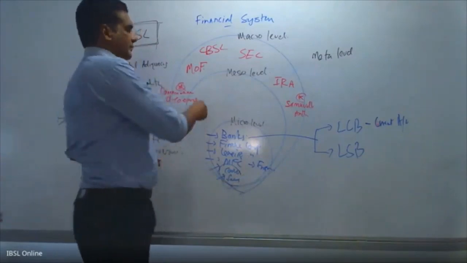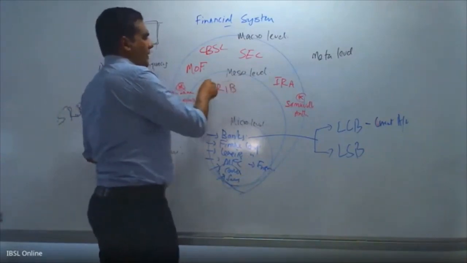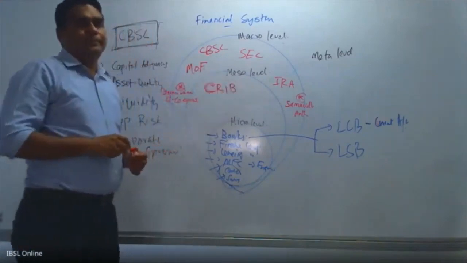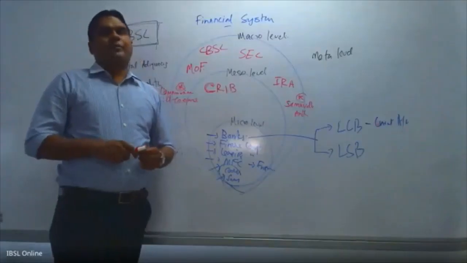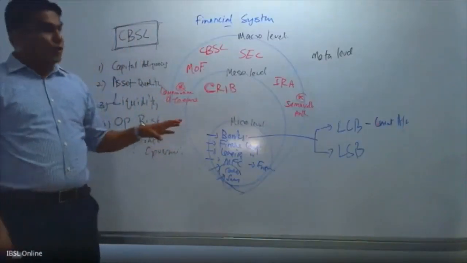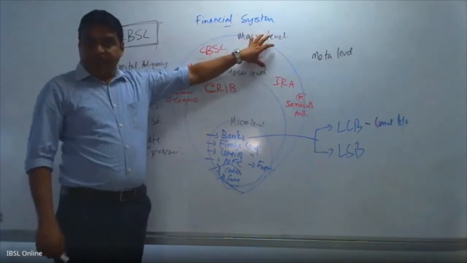CRIB. You know what is CRIB? CRIB stands for Credit Information Bureau. So CRIB is a meso level institution. So it's not a regulator.